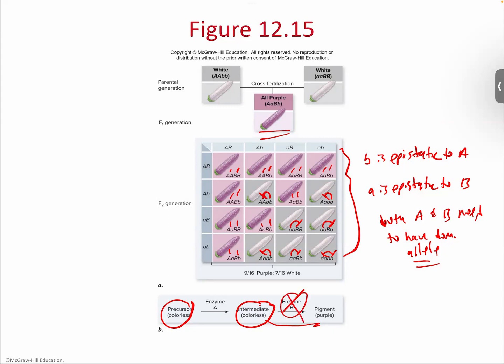So what happens if you lose B? Well, A is fine. It'll pile up a bunch of colorless intermediate, but guess what? It's not going anywhere. So you don't get anything, it's white. So that is to say A needs B, right? So B is epistatic to A. So what happens if you lose A? Well, that basically means you're never going to make any intermediate. So it doesn't really matter what B is doing. It doesn't have anything to turn into a purple pigment. So B needs A. A needs B. The two of them need each other. So they're acting epistatically on each other. So that is to say the outcome of B is affecting the expression of A and vice versa.